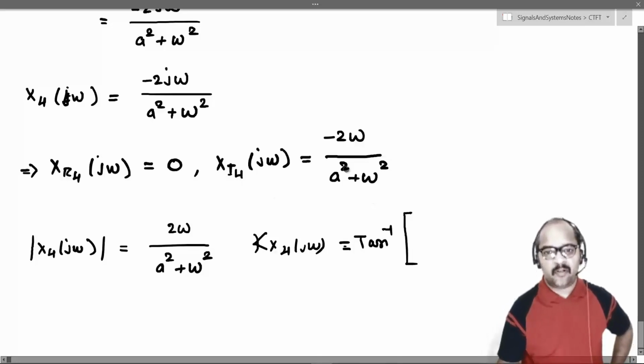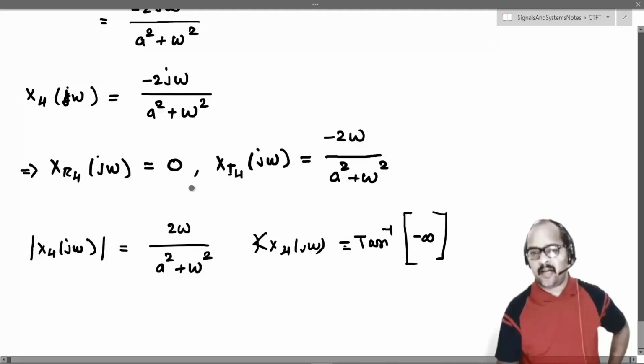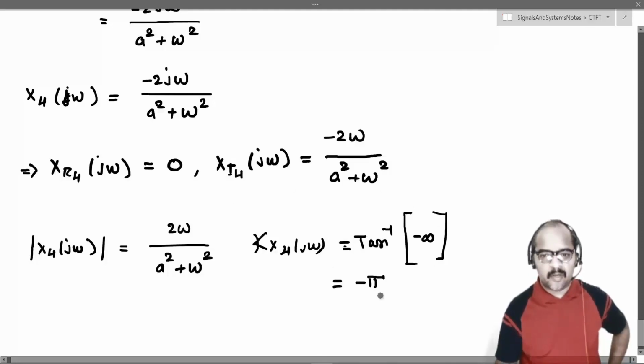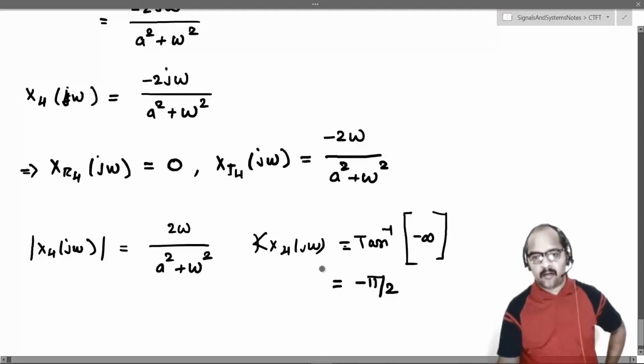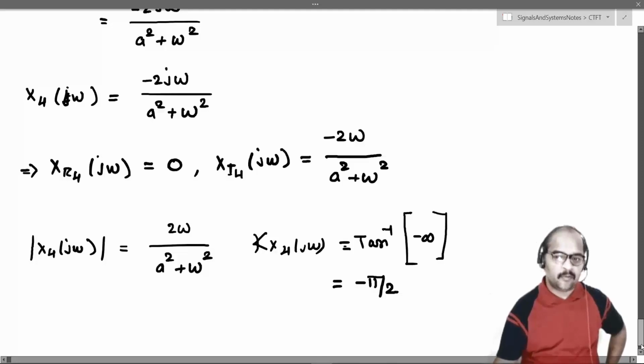So this is a real number. So what do you get? Tan inverse of minus infinity, correct? Finite value by 0, so definitely it is infinite. So this should be equal to minus pi by 2. So angle of x4 of j omega would be equal to how much? Minus pi by 2.